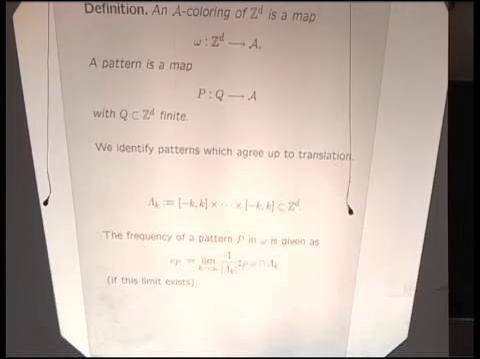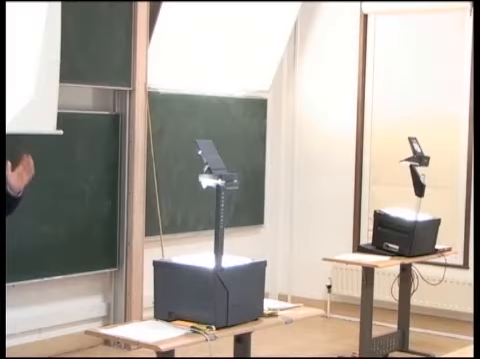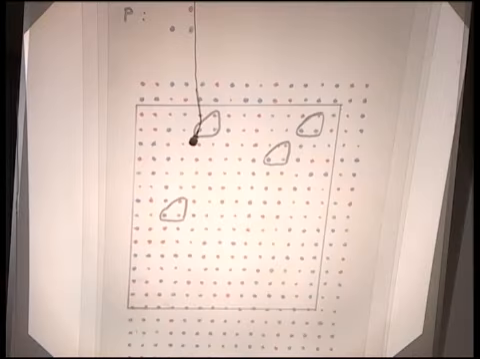So in our picture, that would just mean the following. We put a large box around the origin here. We count how many times P appears there. We divide by the volume, and we go to bigger and bigger boxes. If the limit exists, we say this is the frequency of the pattern. And that will be essentially the only assumption we make. So we assume that we are given an A-coloring, and that the frequencies of all patterns exist.